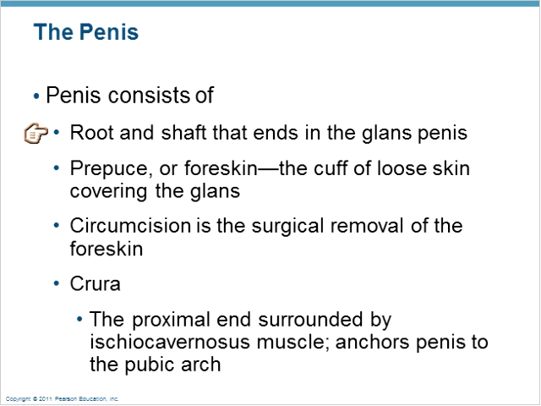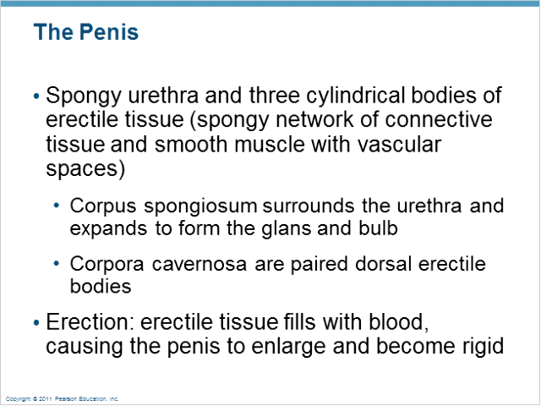The prepuce, or the foreskin, is the cuff of loose skin that covers the glans, and when circumcision occurs, that's what they remove, that foreskin. The crura is the proximal end surrounded by the ischiocavernosus muscle, which anchors the penis to the pubic arch.